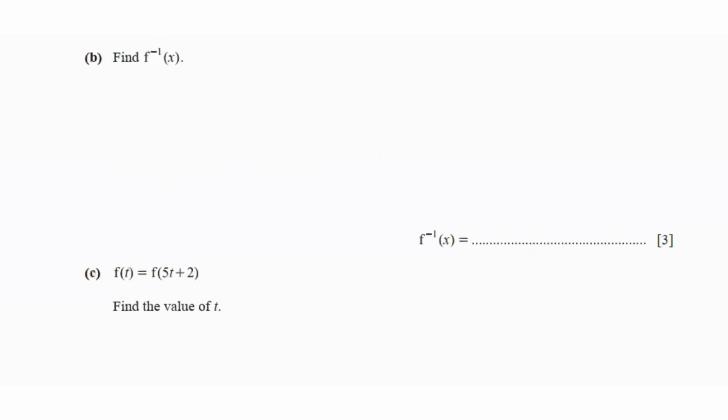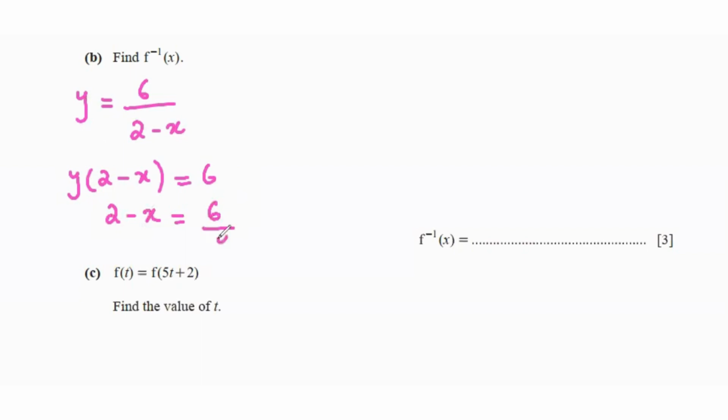Find the inverse of x. So first we put the function equal to y. That's going to be y equals 6 over 2 minus x. Cross multiply to get rid of the fraction. Now what I'm going to do is I'm going to make y the denominator of 6.